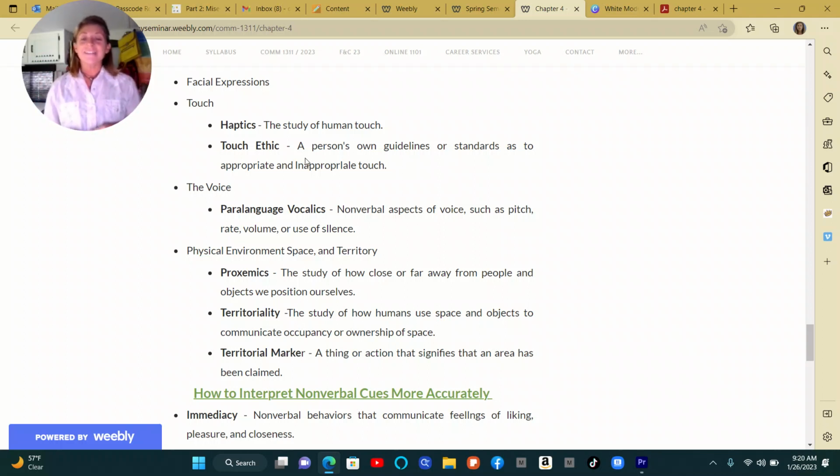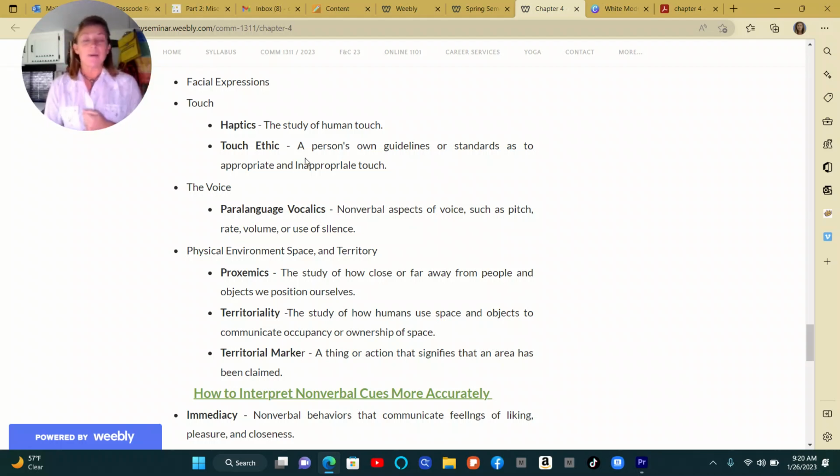Territoriality, a study of how humans use space and objects to communicate occupancy of ownership. Like, I get onto my desk and I'm in the library and I take up 5 seats, or I'm in the coffee shop and I take up the whole table. I do that all the time. Definitely expectancy violation theory violated here in a coffee shop.